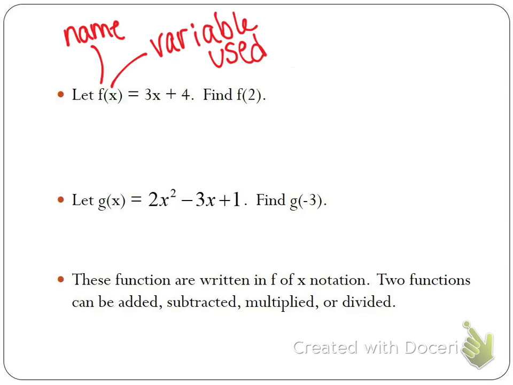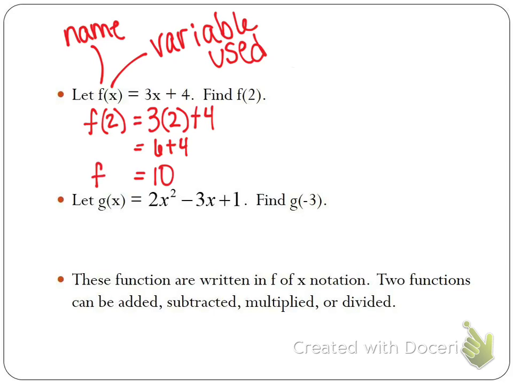We are told to find f of 2. So notice instead of an x, they put a 2 there. So in the function, instead of an x, what do you think we want to plug in? A 2. So f of 2 equals 3 times 2 plus 4. 3 times 2 is 6 plus 4 is 10. So f of 2 is equal to 10. Notice that the f parentheses 2 side didn't change. I didn't move it. I didn't do anything with it.